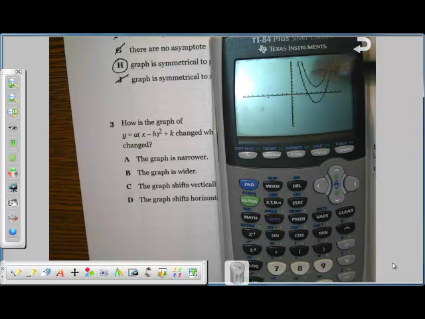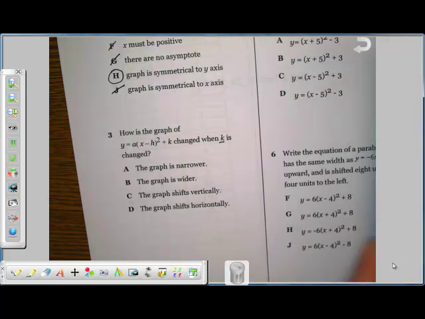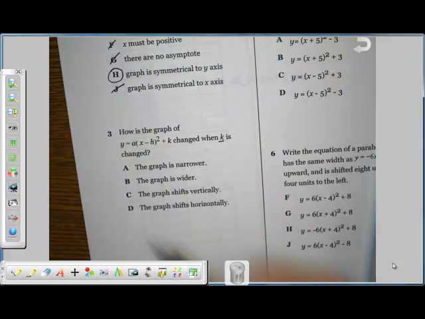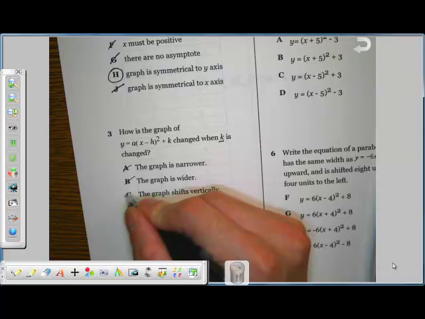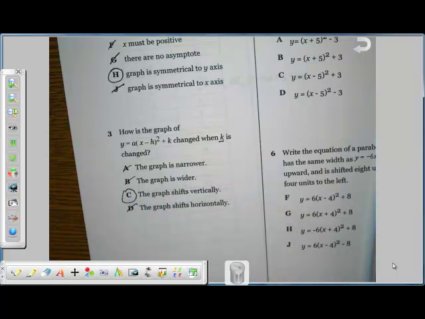You will notice, now the most important feature of any quadratic is the vertex. So basically my quadratic just moved down. Okay? So we know it did not shift horizontally. We know it didn't get narrower, and we know we didn't get wider. And so again, our process gets us that this was a vertical shift.